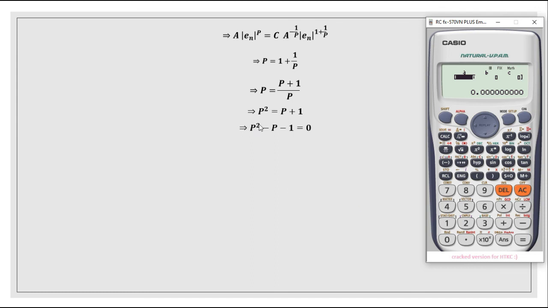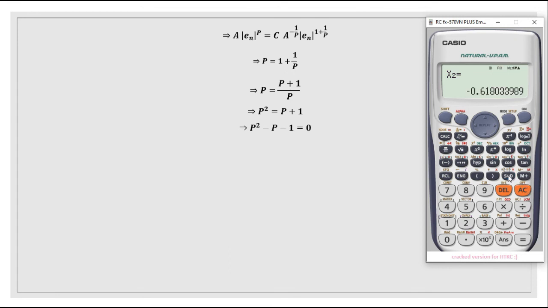After pressing 3, what is the coefficient of p square or x square? Here the coefficient of p square is 1, so I will press 1, and then I will press the equal button. Now the coefficient of p is minus 1, so I will press minus 1, and then I will press the equal button. And now once again the constant value is minus 1, so I will press minus 1, and then after pressing the equal button you will get your quadratic equation solution. So this is the quadratic equation solution.